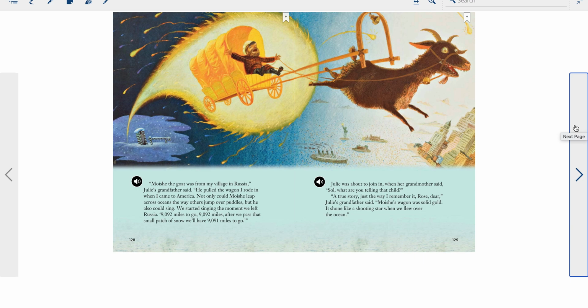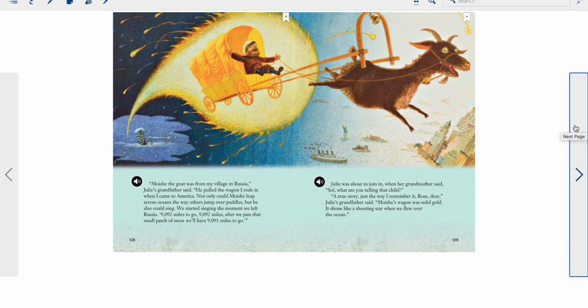"Moishi the goat was from my village in Russia," Julie's grandfather said. "He pulled the wagon I rode in when I came to America. Not only could Moishi leap across oceans the way others jump over puddles, but he could also sing. We started singing the moment we left Russia. 9,092 miles to go. After we pass that small patch of snow, we'll have 9,091 miles to go."